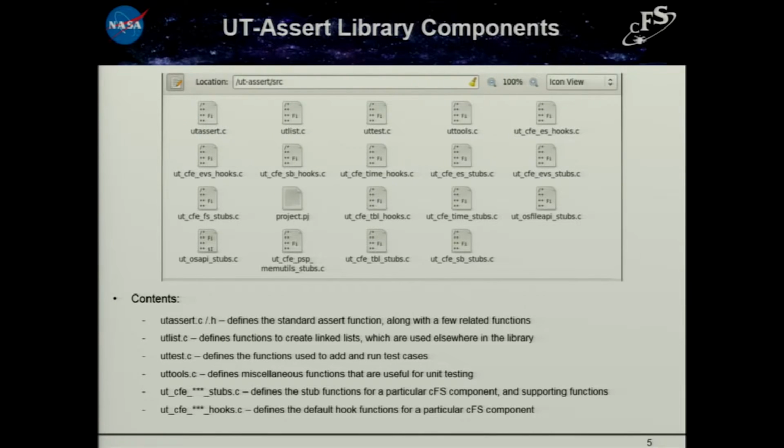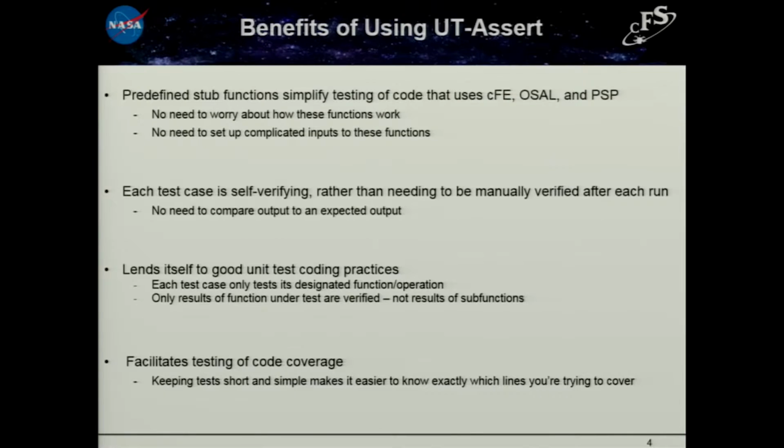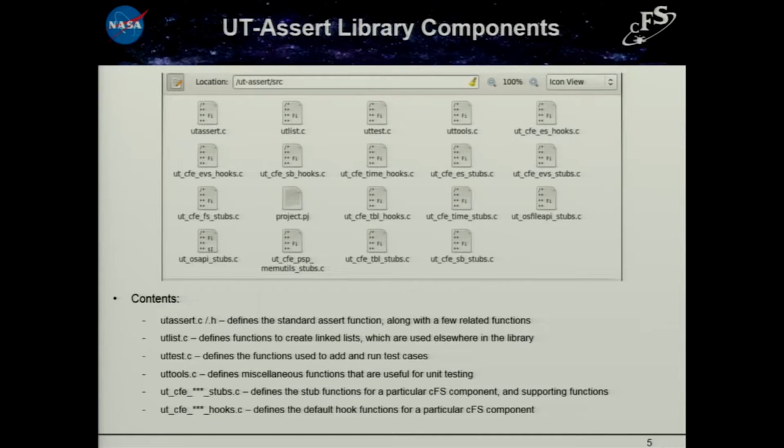So then utlist.c defines functions to create linked lists, which you need for other parts of the library. uttest.c defines the functions that you use to add and run all the test cases that you're going to run. uttools.c defines some other miscellaneous functions that are useful, but not always necessary for unit testing.